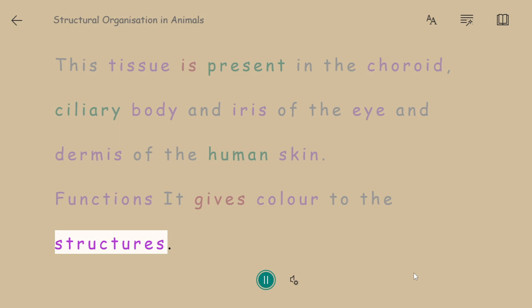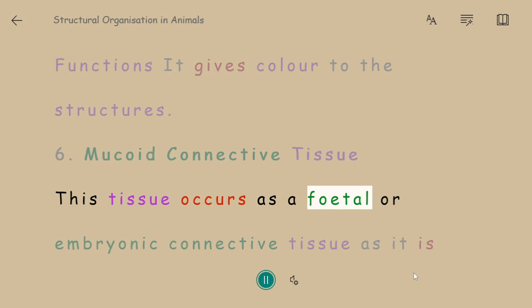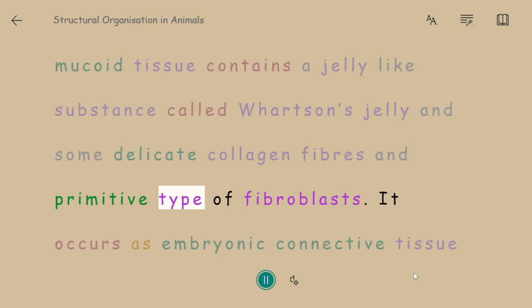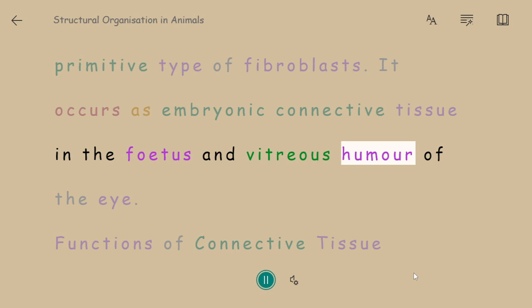6. Mucoid connective tissue. This tissue occurs as a fetal or embryonic connective tissue as it is present in the umbilical cord. The mucoid tissue contains a jelly-like substance called Wharton's jelly and some delicate collagen fibers and primitive type of fibroblasts. It occurs as embryonic connective tissue in the fetus and vitreous humor of the eye.